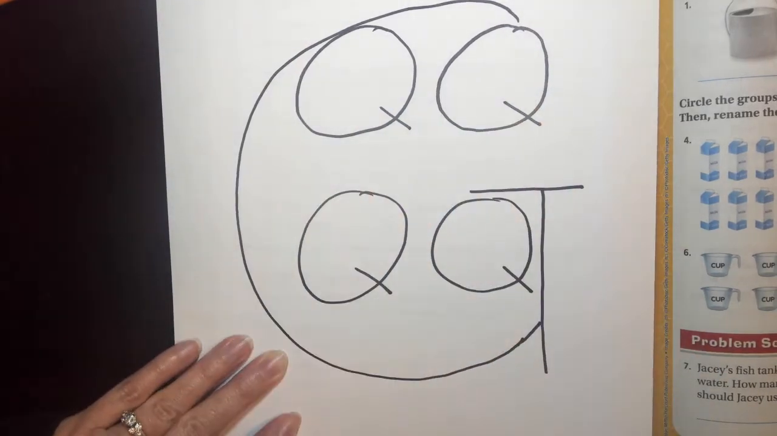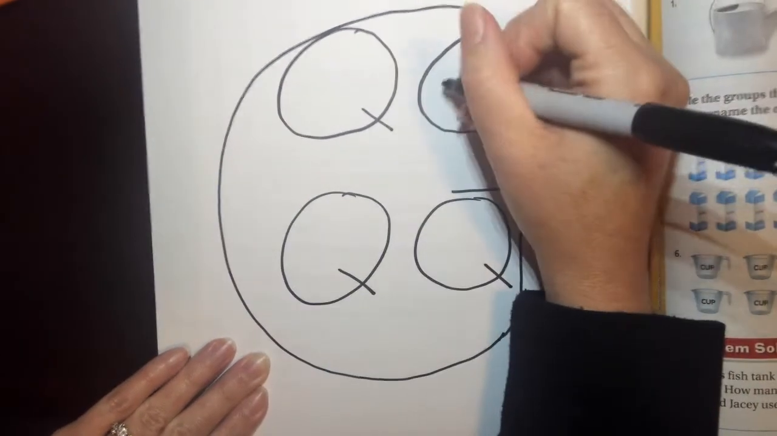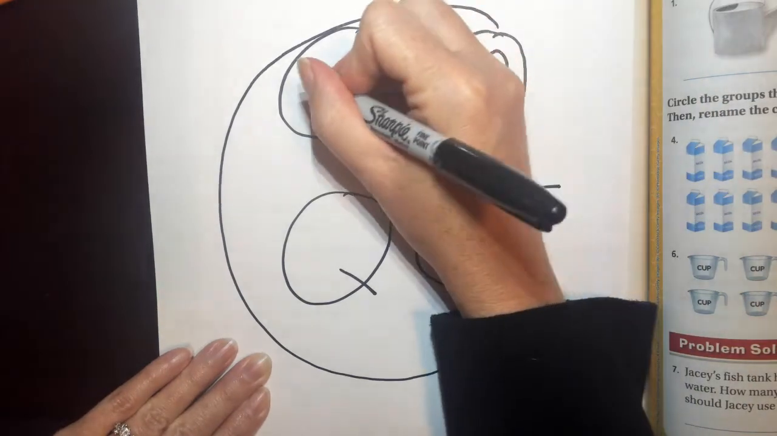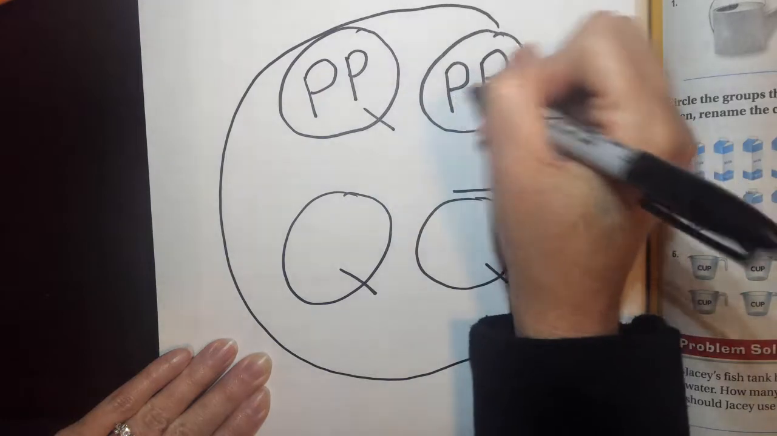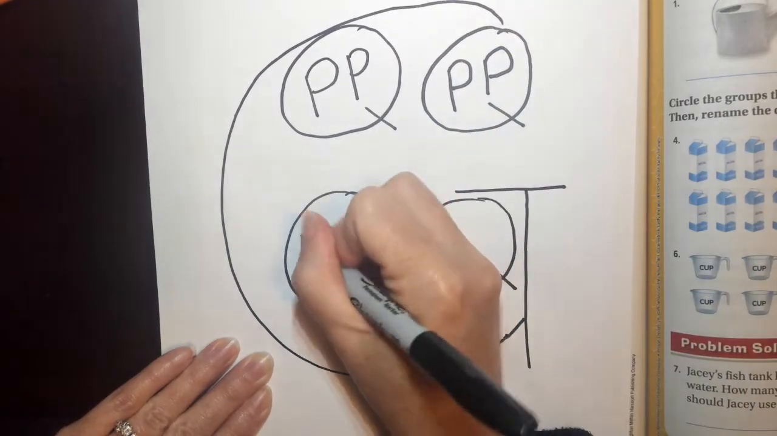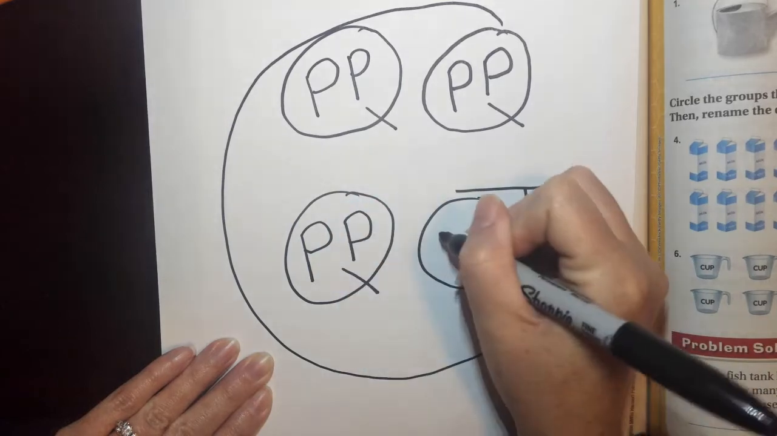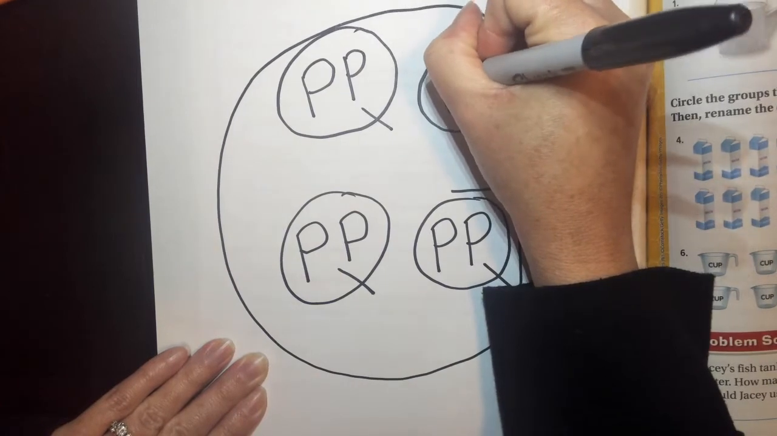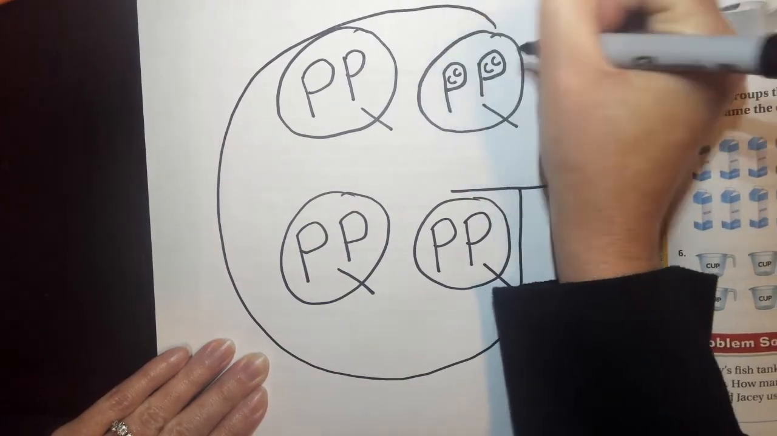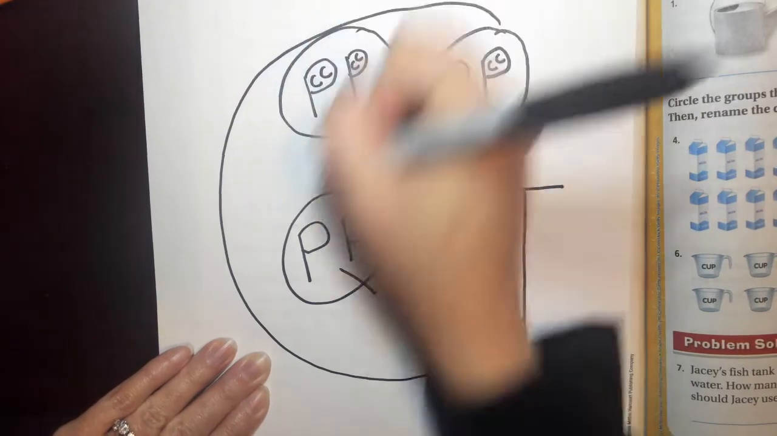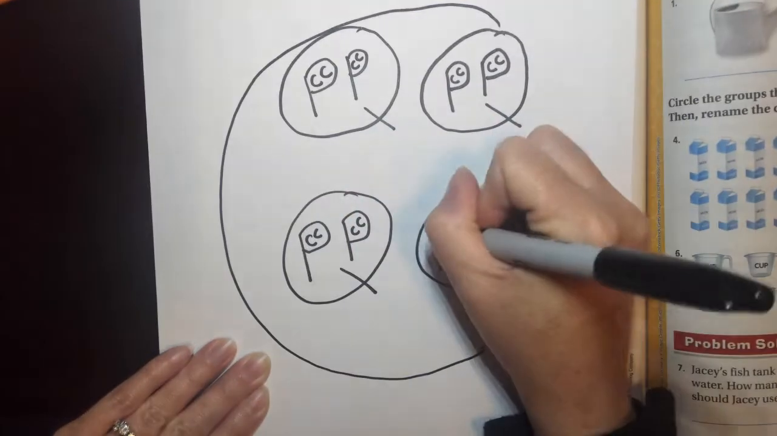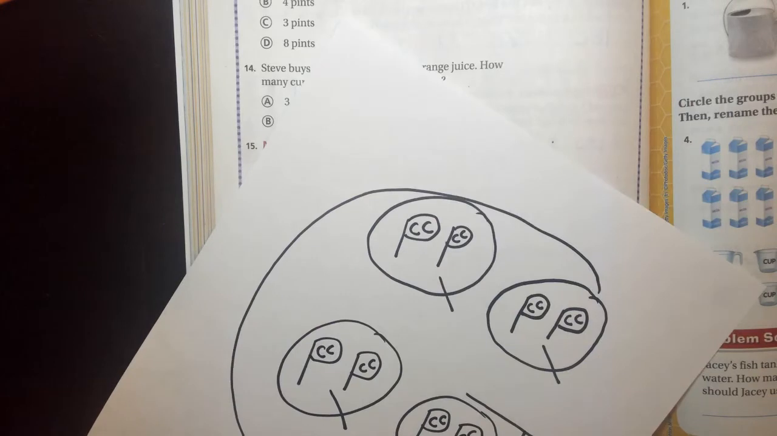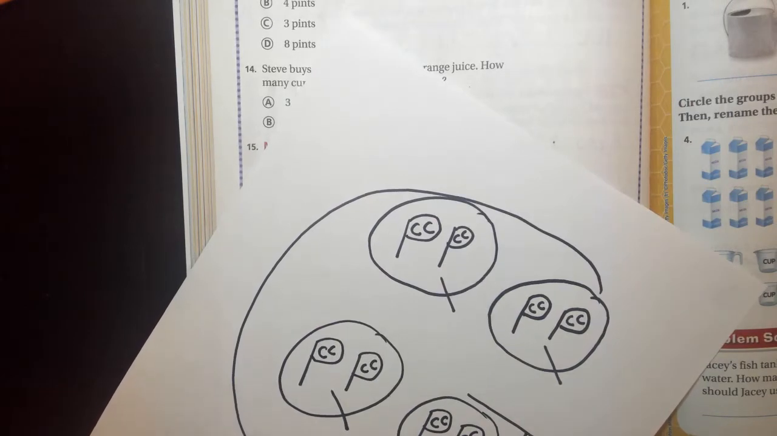And then each queen has a prince and a princess, because there are 2 pints to make 1 quart. And each prince and princess has 2 crowns. So we're going to put CC inside each one because there are 2 cups inside each pint. Now keep that handy as we look at our questions.